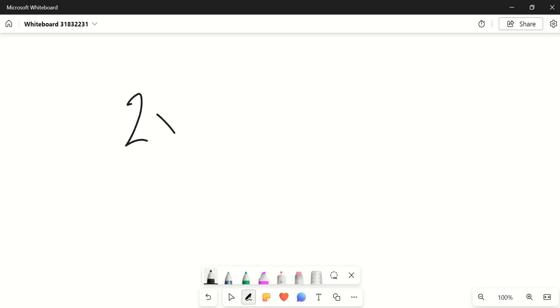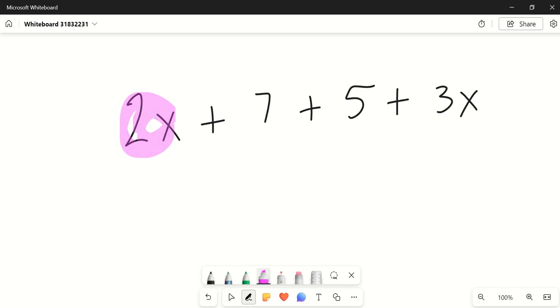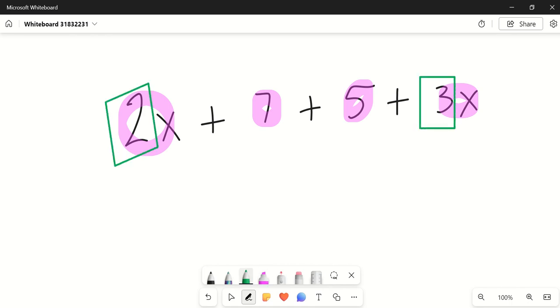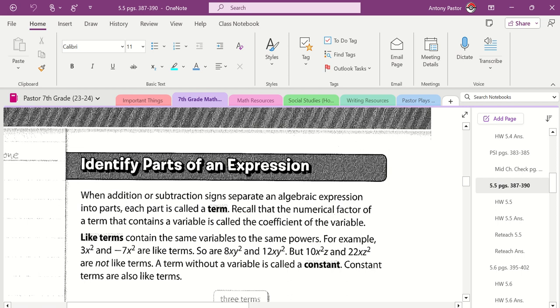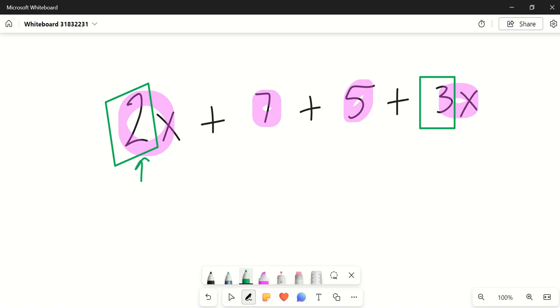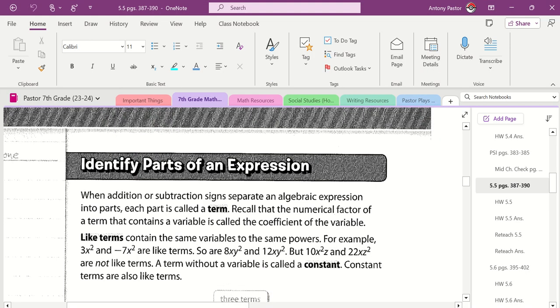Basically, let's say I have 2x plus 7 plus 5 plus 3x. Every single thing separated by an operation, in this case they're all addition, these are all terms. The number in front of a variable when it's being multiplied is known as the coefficient. So in this case, 2x, the coefficient is 2. 3x, the coefficient is 3.